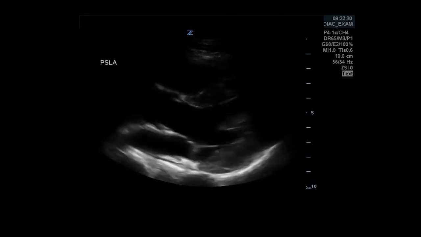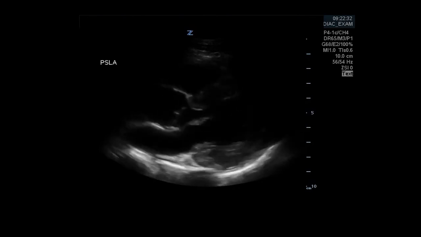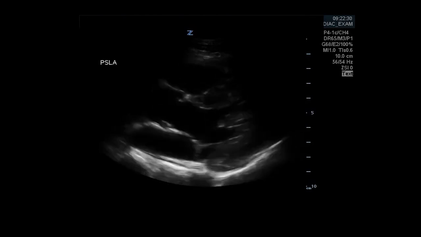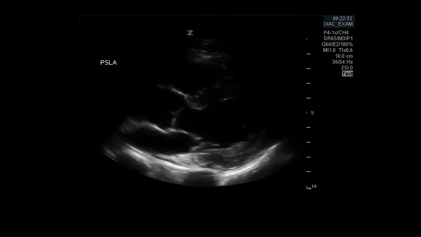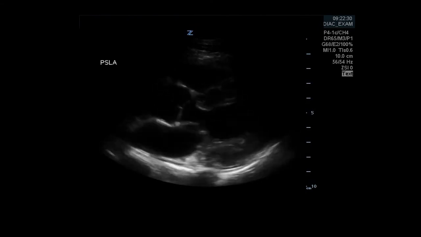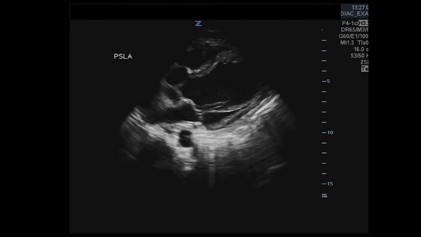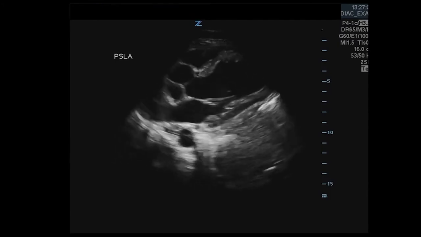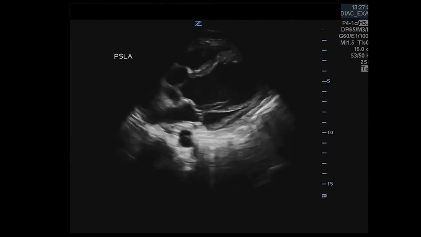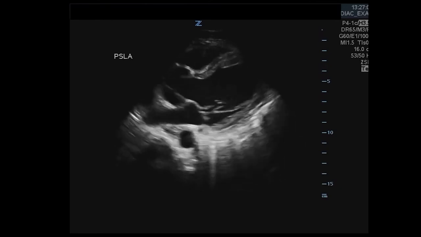Again, notice the hyperechoic pericardium surrounding the heart, both anteriorly and posteriorly. Last, visualize the anechoic descending aorta posterior to the cardiac structure. Here's another example of a parasternal long axis view. Try to identify all of the anatomical structures previously discussed.